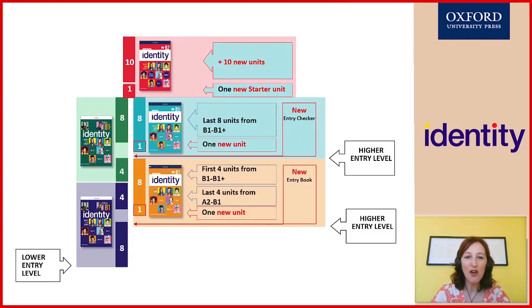You may have seen this diagram before. This shows you the different levels of Identity. And as you can see, different levels start at different points. You might be using the A2 B1 level, for example, which is the dark blue cover there on the left, or you might be using the orange cover, the B1 there on the right.